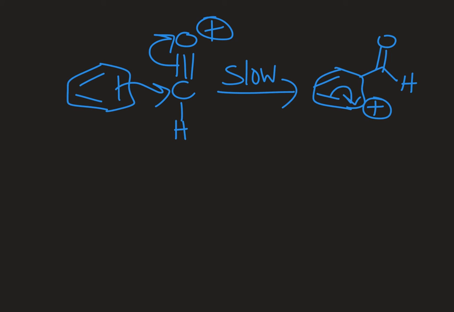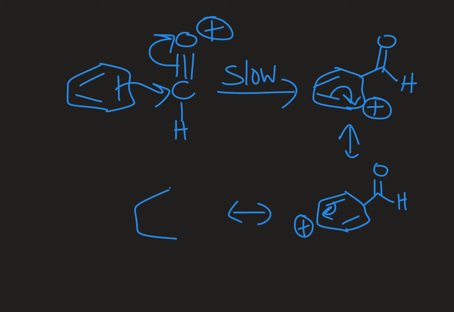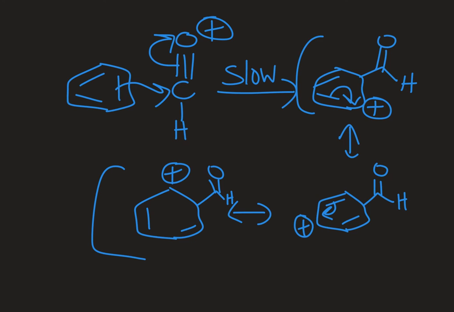And of course, once my positive charge is in the ring, it can go around the ring. So all this to say, there are multiple resonance contributors for this arenium ion that is generated in the process of an electrophilic aromatic substitution reaction. And so these are all representative of that arenium ion. And then we'll go to the next page and do our last fast step, the deprotonation.